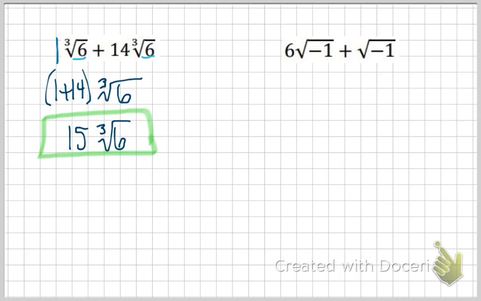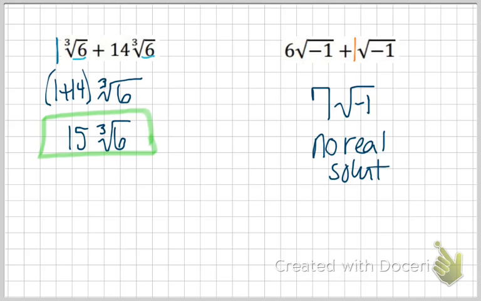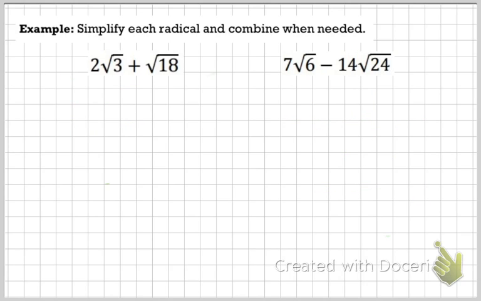This next one, by now you should have caught on that, okay, same indices, perfect, same radicands. This has a 1, so I'm going to go ahead and add. So this 6 plus 1 is going to give us a 7 square root of negative 1. You're not wrong, but here our answer would be no real solution. When the radicand is negative, no real solution.